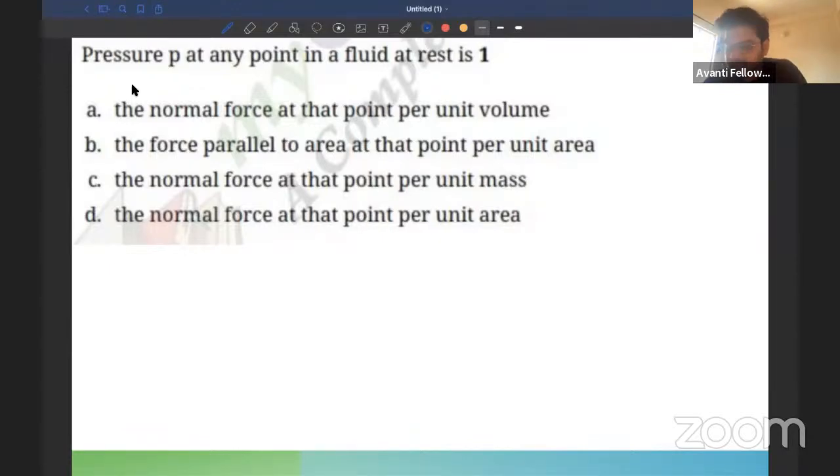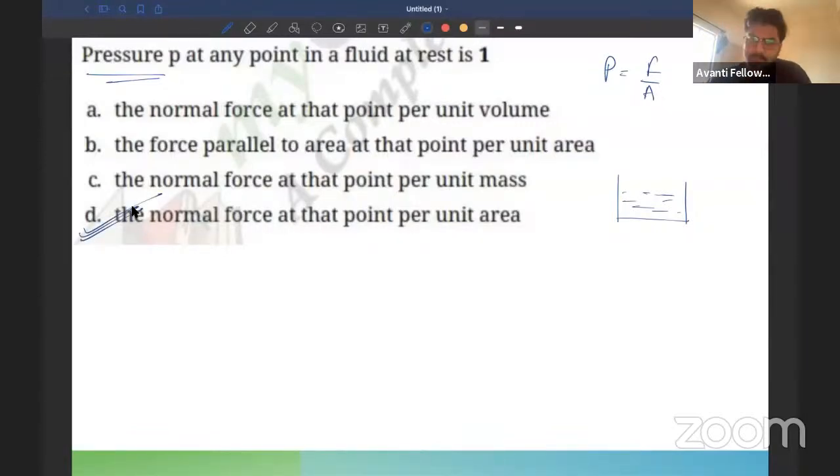Tell me the answer quick. Pressure. Pressure is force upon area when the liquid is still. Arey bhai, the liquid is kept in a jar, right? It is still. So pressure is equal to force upon area. What is force? Which force? The normal force, right? So what is pressure in a fluid at rest? Normal force at that point per unit area.